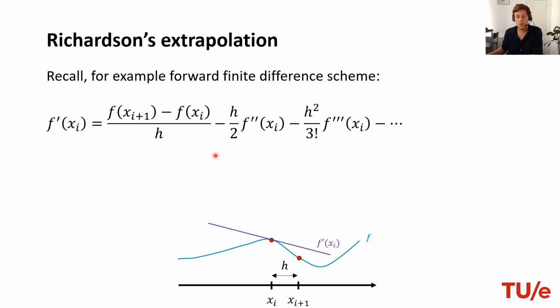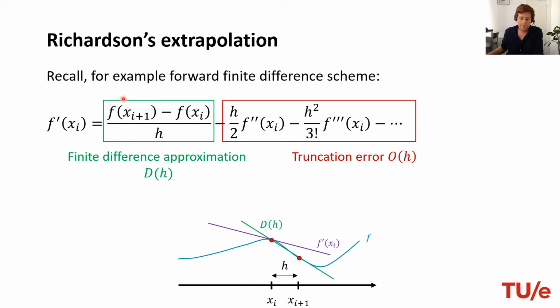And to make it a bit more explicit, this truncation error looks like this. We have as a leading order term here minus h over 2 times the second derivative of f at x_i, minus h squared over 3 times the third derivative, etc. Or you could write this only as a second derivative by using this xi in between x_i and x_{i+1}.